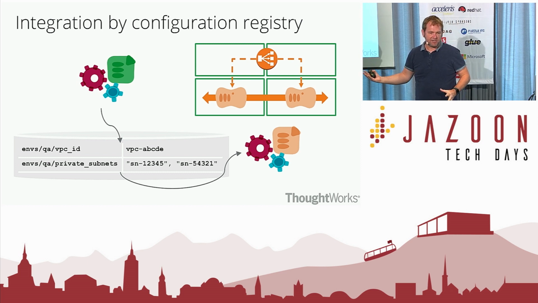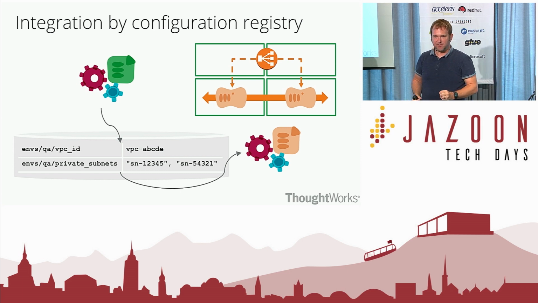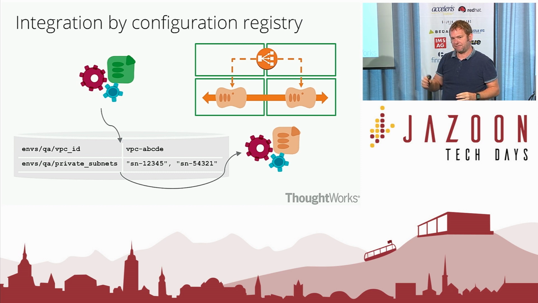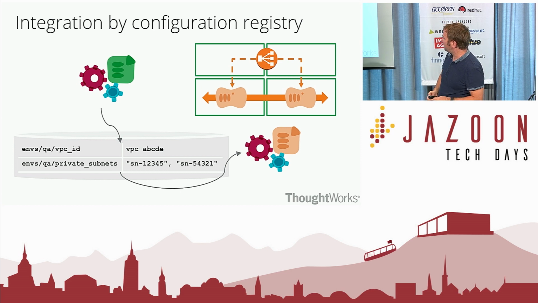Another thing is to use a configuration registry, which decouples a little bit more. I don't necessarily need to know how somebody else's infrastructure was created, but we have a contract which says that when I create subnets, I put the information about those into a configuration registry under a certain path, so that you can go and look that up and use it in your application's infrastructure to put your applications into.